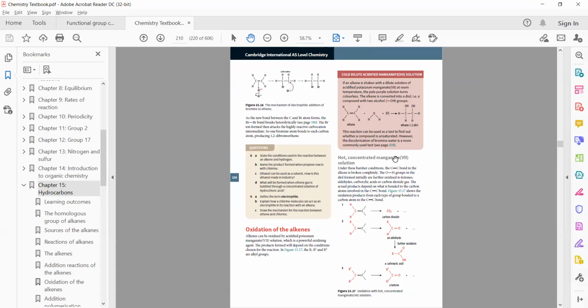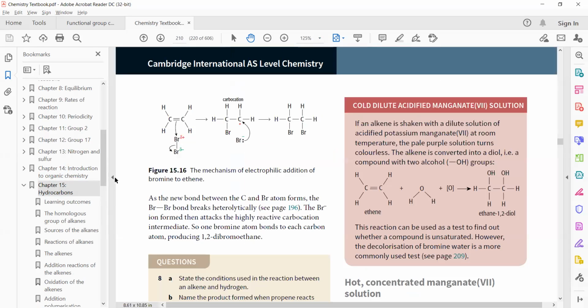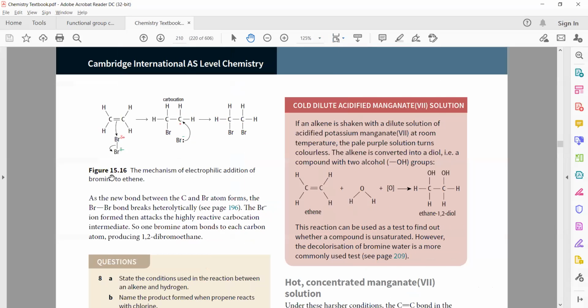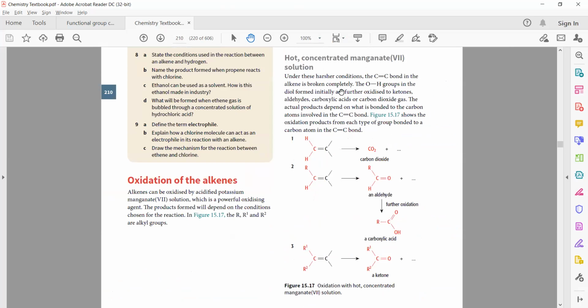And then this is in the notes, this first topic here, the mild oxidation with potassium permanganate. You can read about it in the textbook or you can read about it in the notes. But what I want you to do is have a look carefully at the hot concentrated manganate. So I want you to look at this example over here in the textbook.